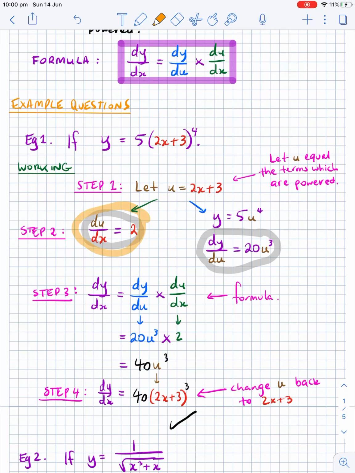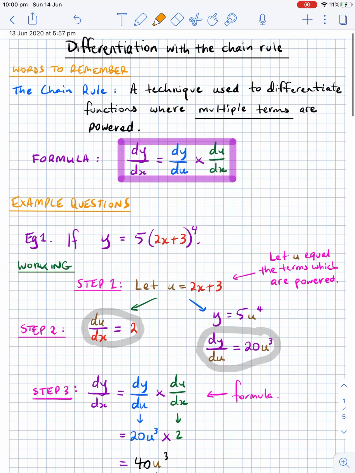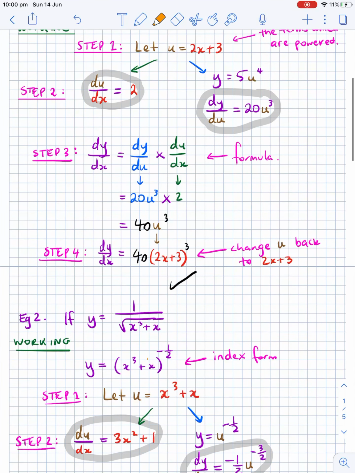So now that we've got du dx and dy du, our derivative is going to be equal to these two things multiplying together. So all we need to do is change our dy du to this, and our du dx to a 2. This is just the formula that I pulled from here. And that comes down, and we simplify this for our derivative, and that equals 40u cubed.